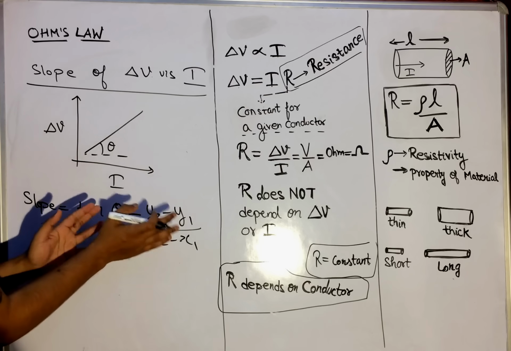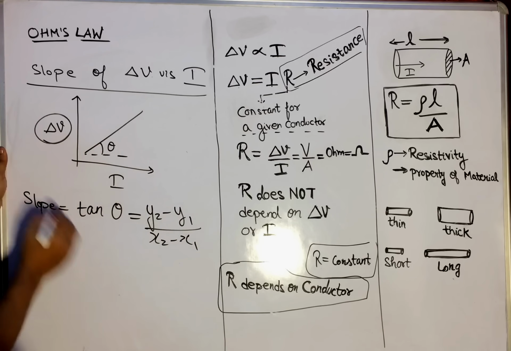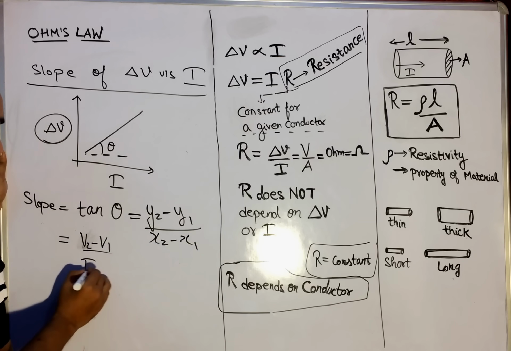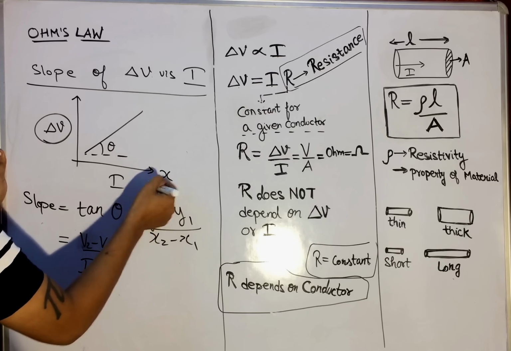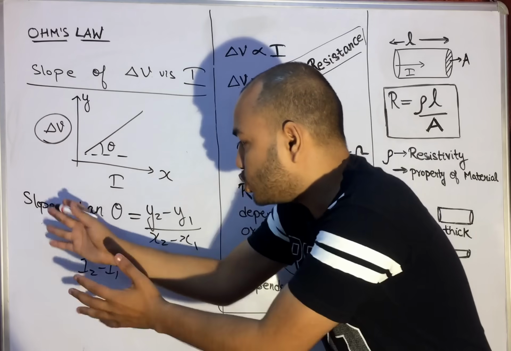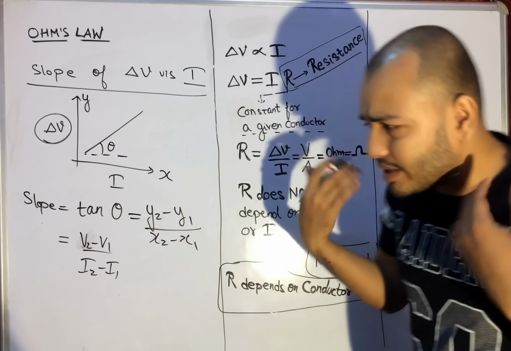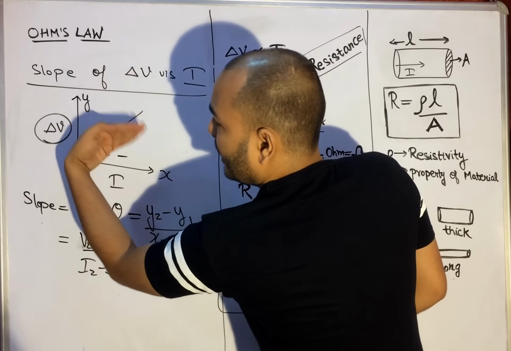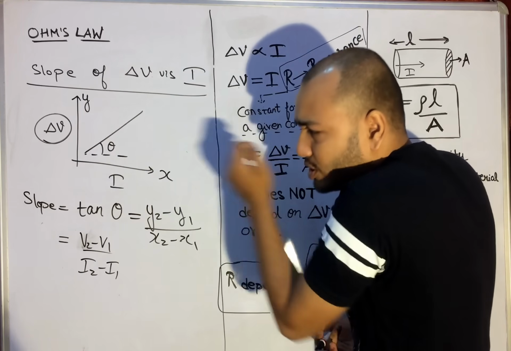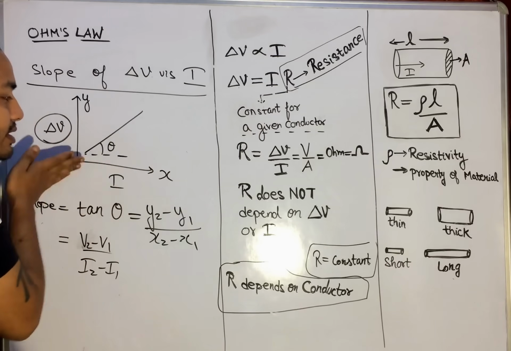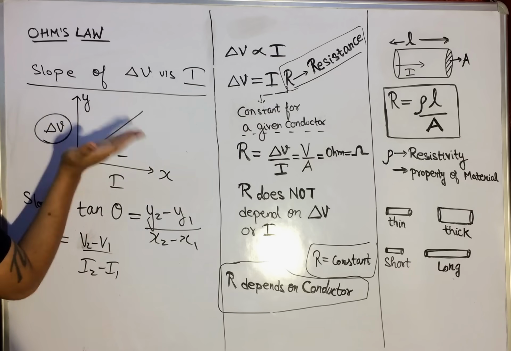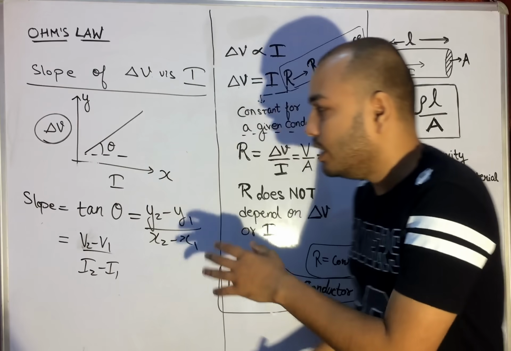So if I apply this formula, what is on the y-axis? It is potential difference. So it will be V2 minus V1, and over here will be I2 minus I1. On the x-axis is current, on the y-axis is potential. If you understand slope, slope is just the angle. The angle it makes with the positive x-axis is called slope. If the graph is flat like this, the angle is 0. As the angle increases, the slope increases.